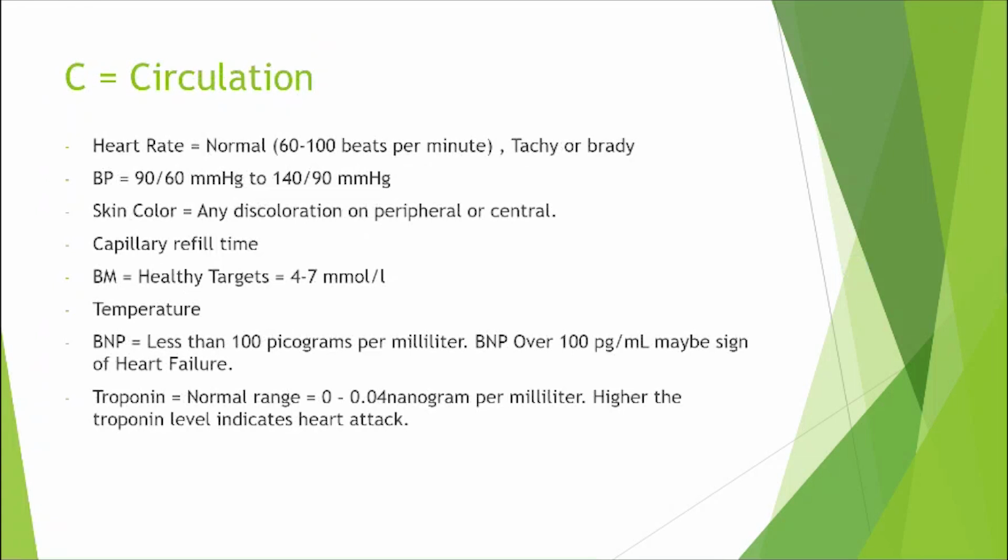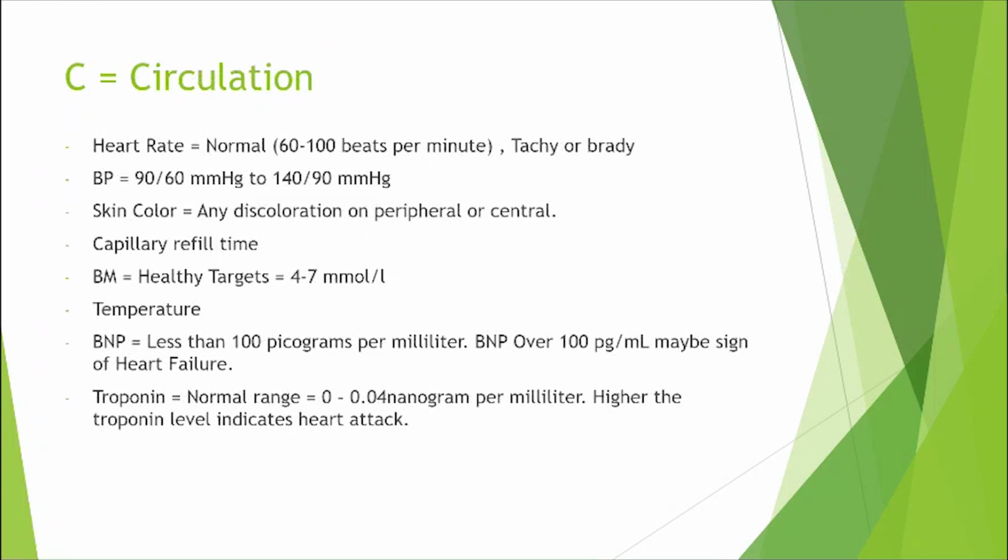Any skin discoloration, like any central or peripheral skin discoloration, so that's important. Capillary refill time, which also gives us an idea regarding any circulation related issue. BM, for healthy targets, like before meal sugar targets, it's usually 4 to 7 millimoles per liter, but if it's high or low we need to consider that as well.